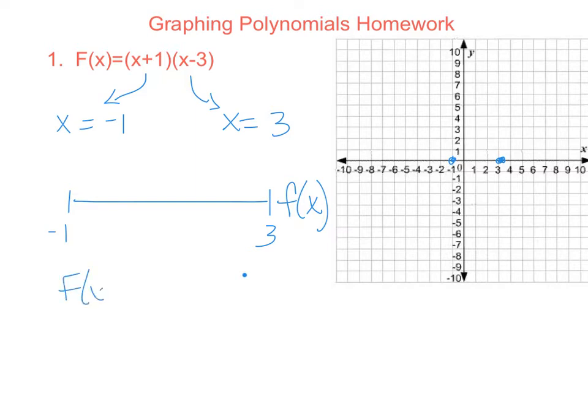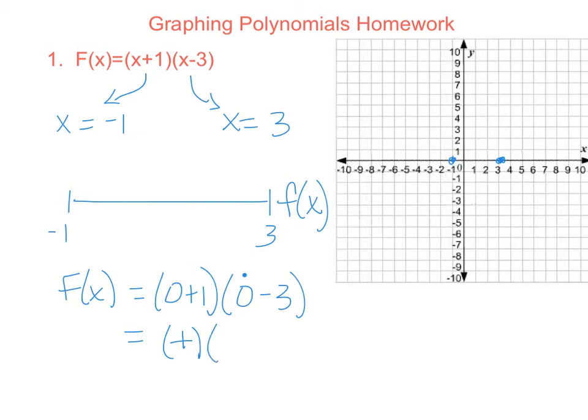And we're going to plug that into our original function. So we're going to do 0 plus 1 times 0 minus 3. And we can figure out the number, but really all we're looking for is whether it's positive or negative. So 0 plus 1 is obviously a positive number, and 0 minus 3 is a negative number. Oops, it's negative 3, but we could just say it's a negative number. So a positive times a negative equals some negative number.